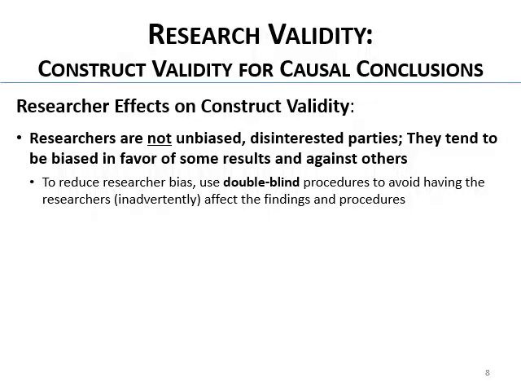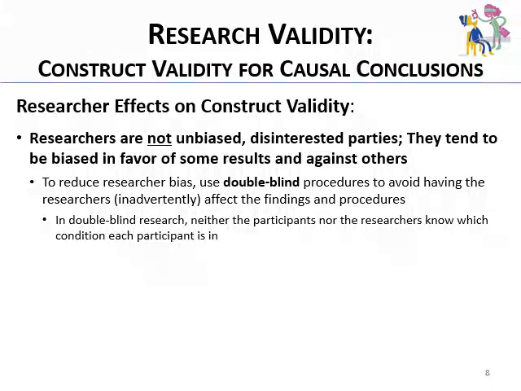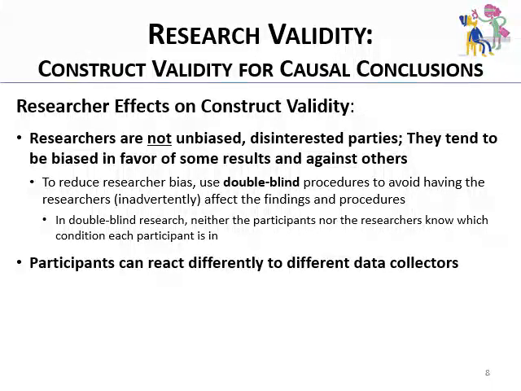So how do we reduce this again? We use double-blind procedures if we can, to avoid having researchers, on purpose or not, affect your findings and procedures. And so what was double-blind? Neither the participants nor the researchers know which condition each participant is in. So if they do that, they can't sort of influence them, right?